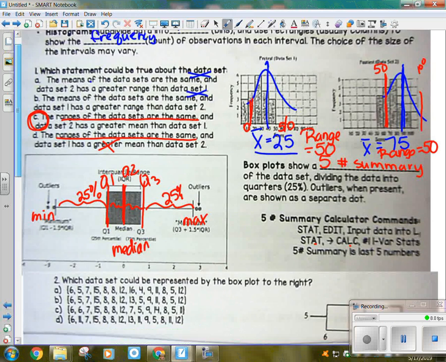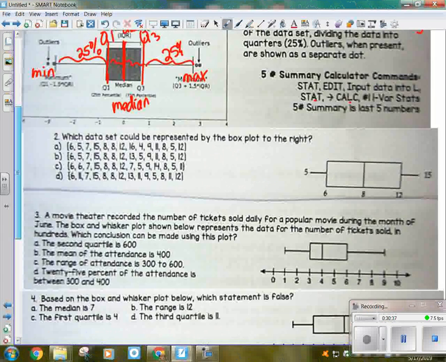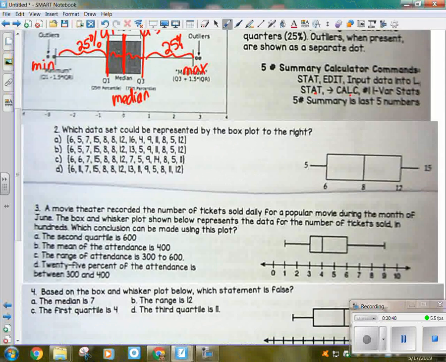Now, number 2. I believe when we did number 2 in class, we took a look at this box plot. We noticed the lowest is 5 and the highest is 15. And I noticed that the first group had a 4 in it. Well, 5 is the lowest it can be, so there can't be a 4, so I know A is not my answer. Then I divided you into 3 groups, and I had one group type in set B, the second group type in data set C, and the third group type in data set D.